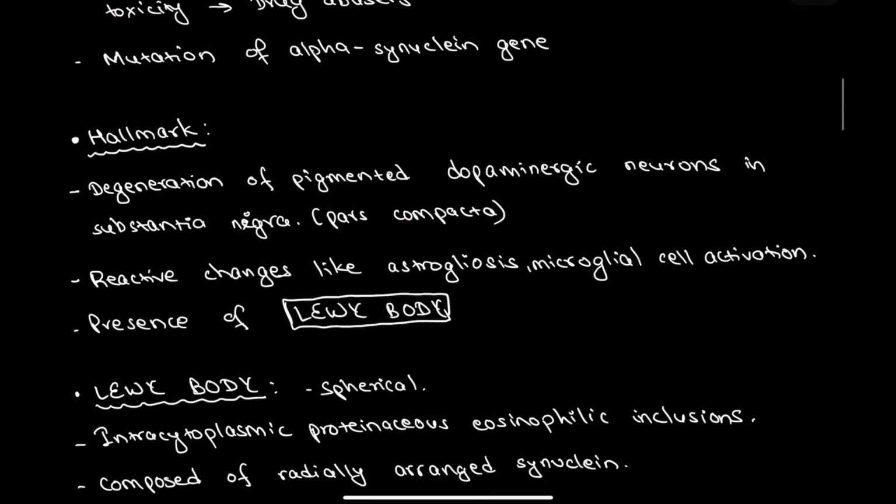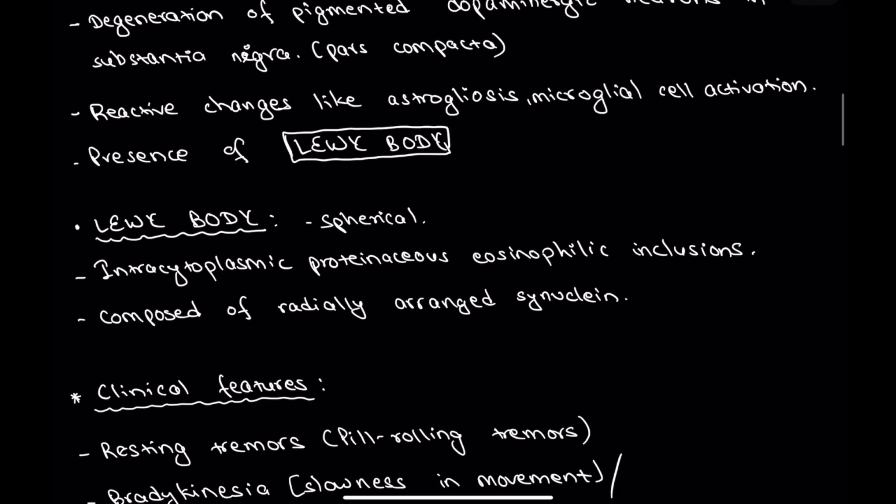The hallmark of Parkinson's disease is degeneration of pigmented dopaminergic neurons in substantia nigra pars compacta, and as it is a neurodegenerative disease, there will be reactive changes like astrogliosis and microglial cell activation. The hallmark of this disease is presence of Lewy bodies. These Lewy bodies are spherical intracytoplasmic proteinaceous eosinophilic inclusions. They are composed of radially arranged synuclein.